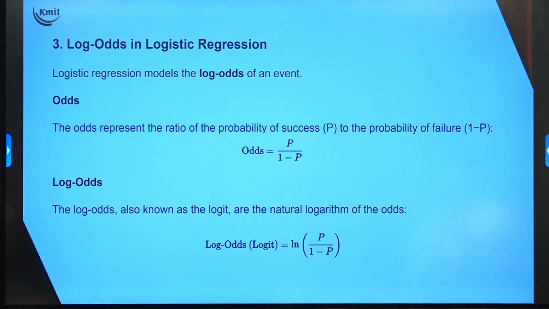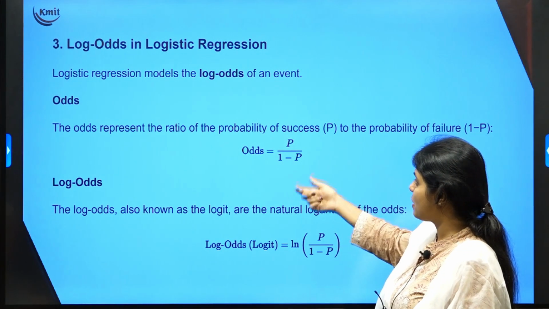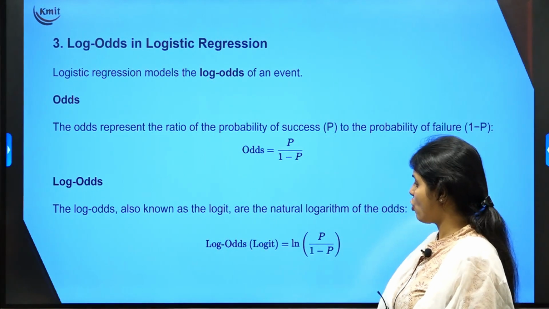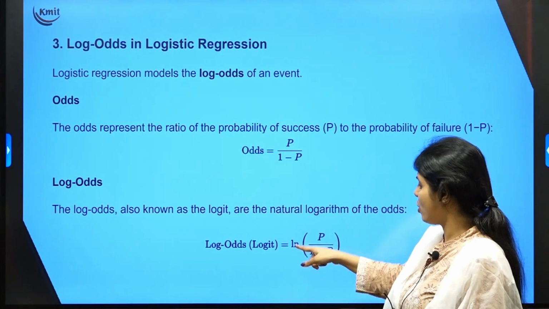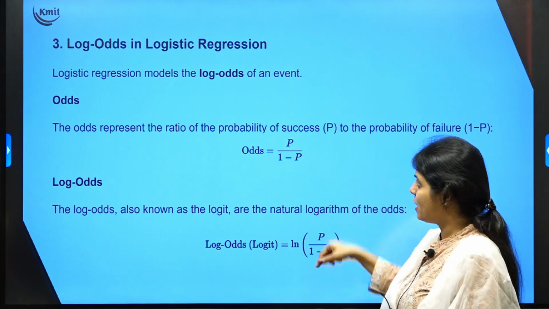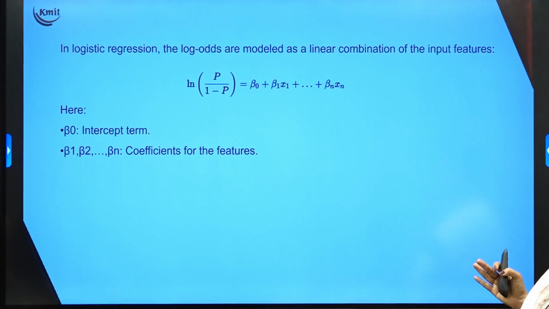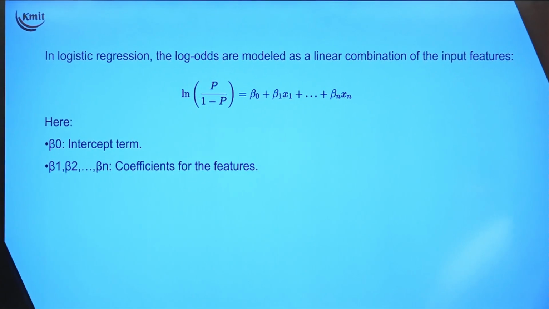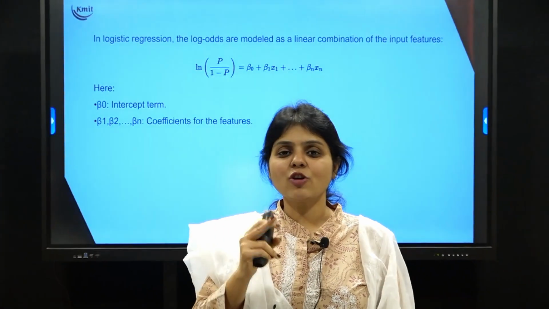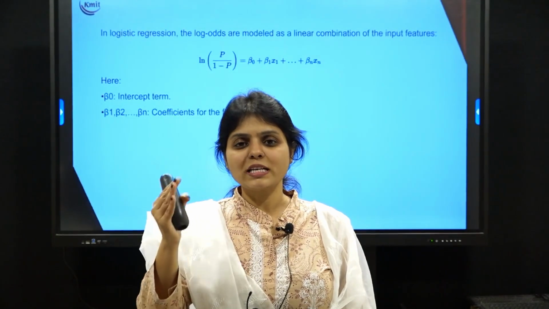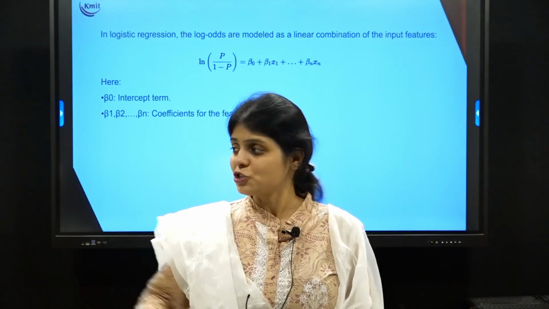Now, when I talk about log odds, the natural logarithm applied to these odds is nothing but the log odds or logit function, which is represented as ln, the natural logarithm, of p by 1 minus p. This is called log odds. Now, in logistic regression, the log odds are modeled as a linear combination of the input features. In the linear regression algorithm, we have seen beta naught plus beta 1 x 1 plus beta 2 x 2, where beta is nothing but slope and intercept, right? x 1, x 2 are nothing but the features, same thing.